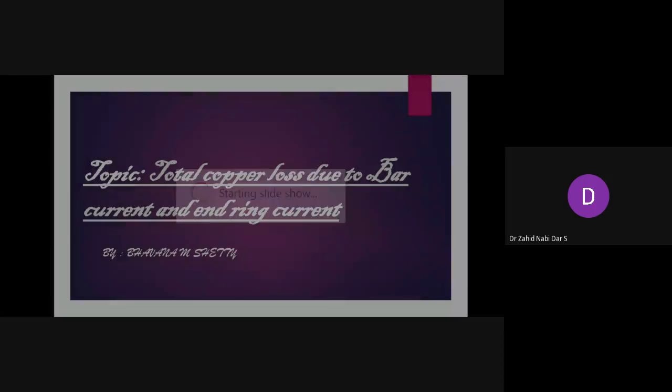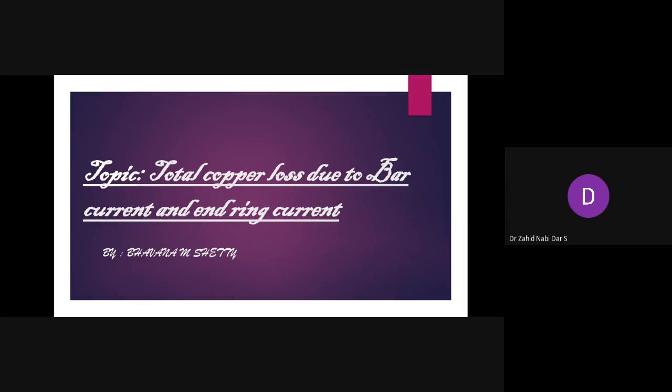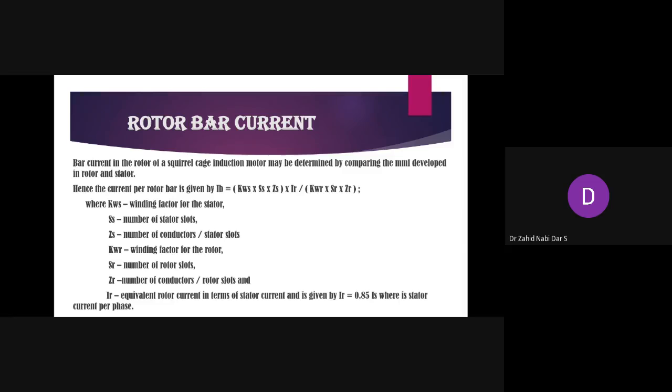Good morning everyone. The topic that I'll be teaching today is about total copper loss due to bar current and end ring current. Bar current in the rotor of a squirrel cage induction motor can be determined by comparing the MMF in both rotor and stator. The current per rotor bar is given as IB equal to KWS into SS into ZS into IR divided by KWR into SR into ZR.